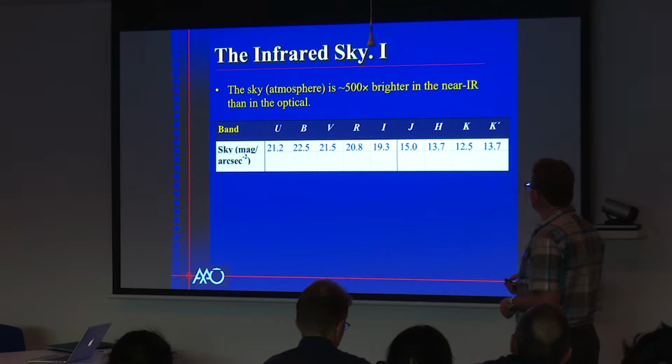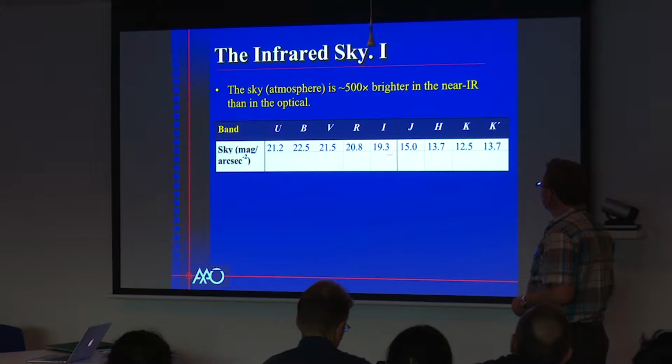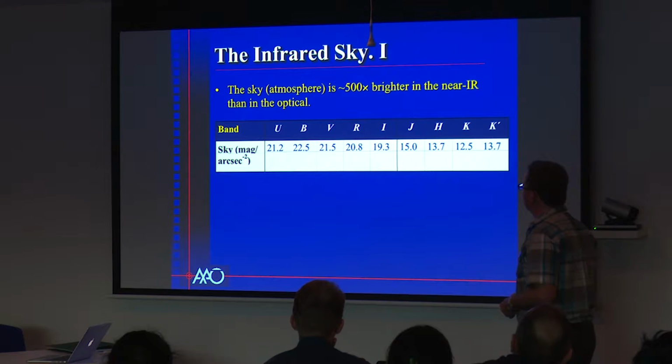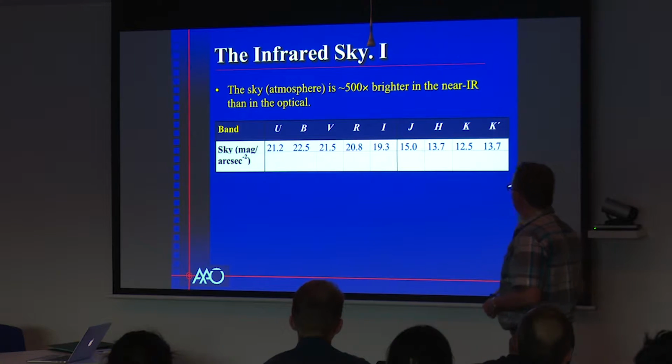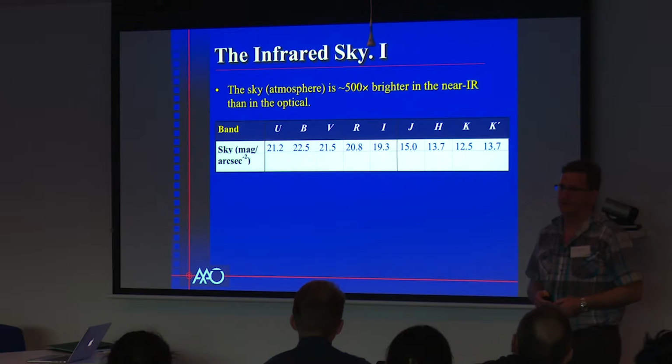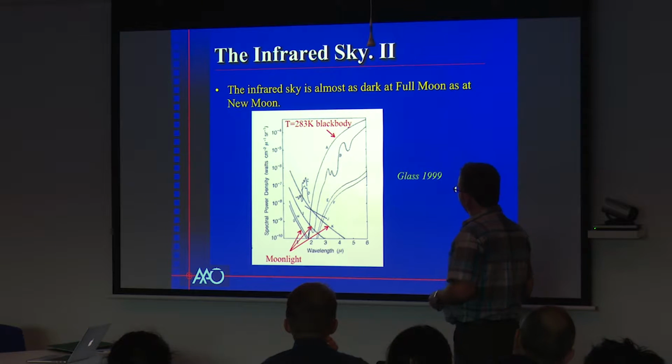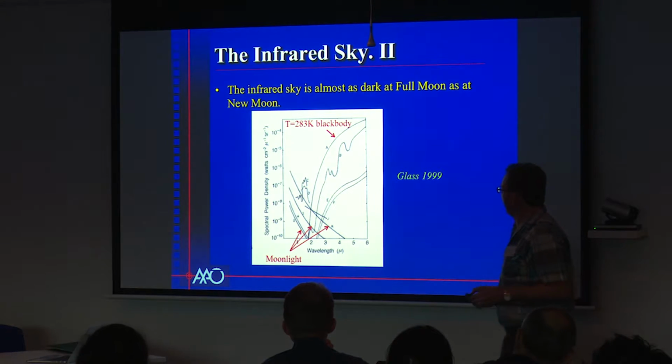And just to give you an example, these are the sort of background sky brightnesses that you might get from a place like Siding Spring in dark sky. By comparison, the brightnesses in these near infrared bands are several hundred times brighter. So that's a challenge. The next interesting thing though is that in fact the infrared sky dominates the emission at those wavelengths.